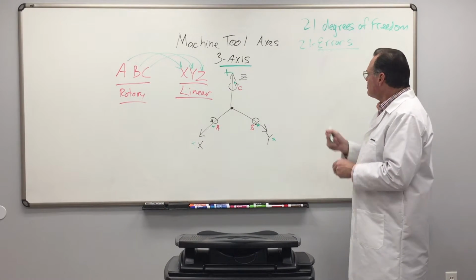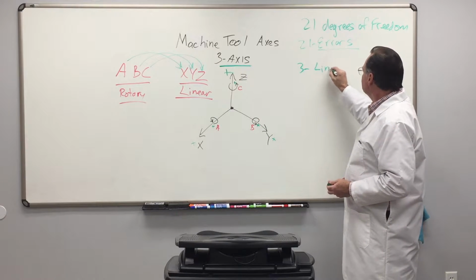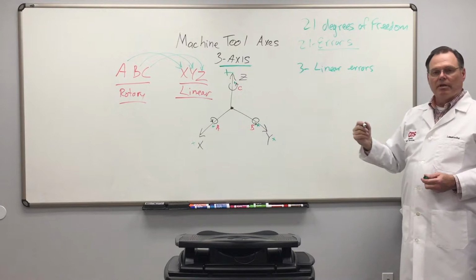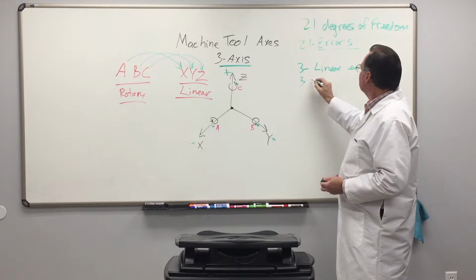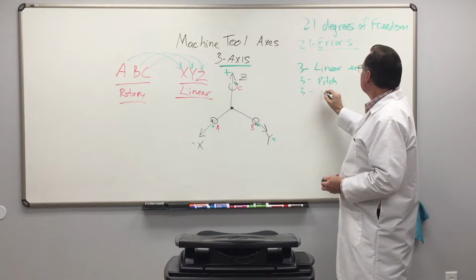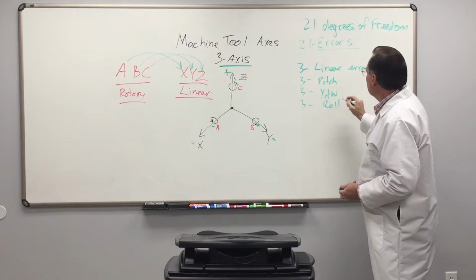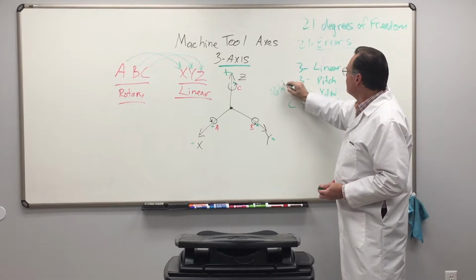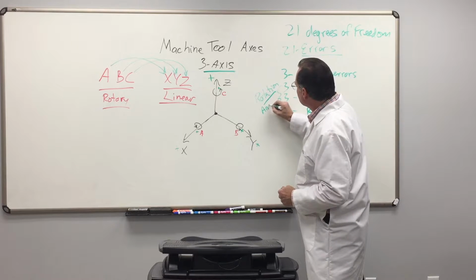So if we have 3 linear axes, we also have 3 linear errors, or errors of accuracy of position. And on these axes, we have 3 errors of pitch, 3 errors of yaw, and 3 errors of roll. Now each one of these are rotational errors. So these rotational errors are also angular errors.